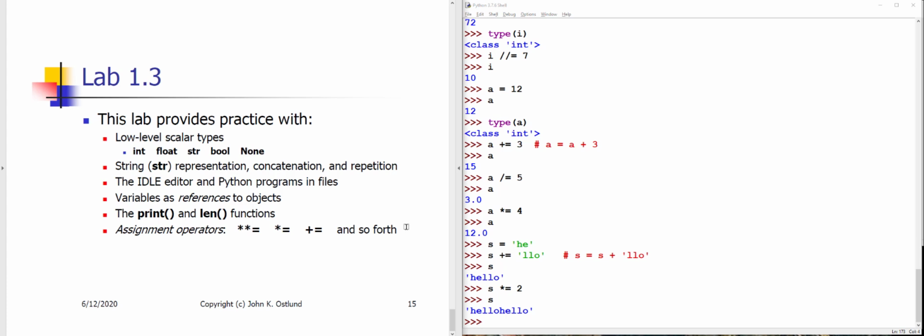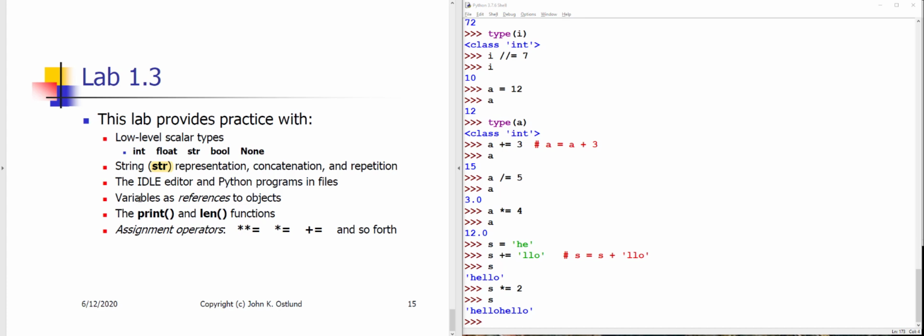Okay, so that gets us to the conclusion of week 1, part 3. And we have a brief lab available which will give you some practice with these low-level scalar data types that we're going to use in this course, namely int, float for numbers, str for strings of characters, bool for true false, and the special value None representing no value. You'll get a little bit of practice dealing with str or string objects, how to define them, how to set up variables referring to them, how to concatenate and repeat them. You'll get a little practice using the IDLE editor and running programs from within the editor.